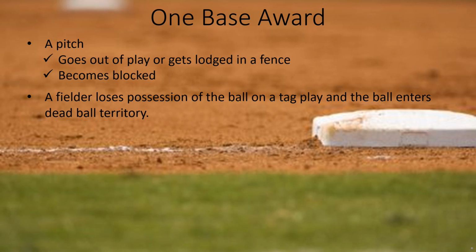At that point, the runner is awarded the base from where she was at the time of the infraction. So if the ball goes out of play before she touches third base, she would only be awarded third base. If she gets up and stands on third base and then the ball rolls out of play, that's the time of the infraction and she would have been awarded home on that situation.